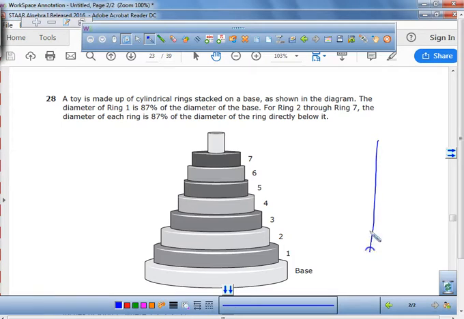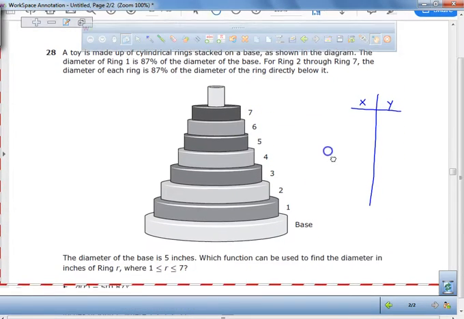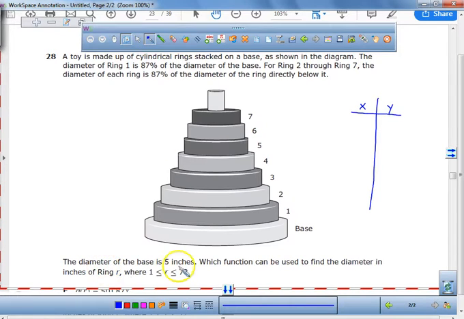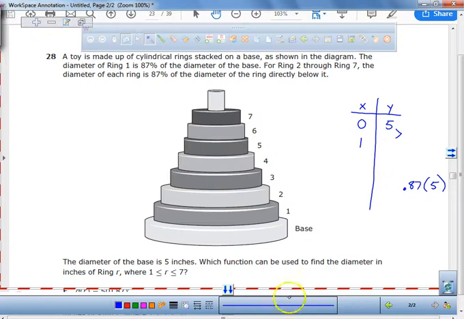Okay? By the way, here's how you kind of figure stuff out. Let's just make a little table. Let's make an x and a y. So here, the base. What does it say the diameter of the base is? 5 inches. So at the very beginning, you're at 5. That's the base. But then you put the first ring on. It's going to go down 87% of it. So how do you do that? You take 0.87 and you multiply it to 5.